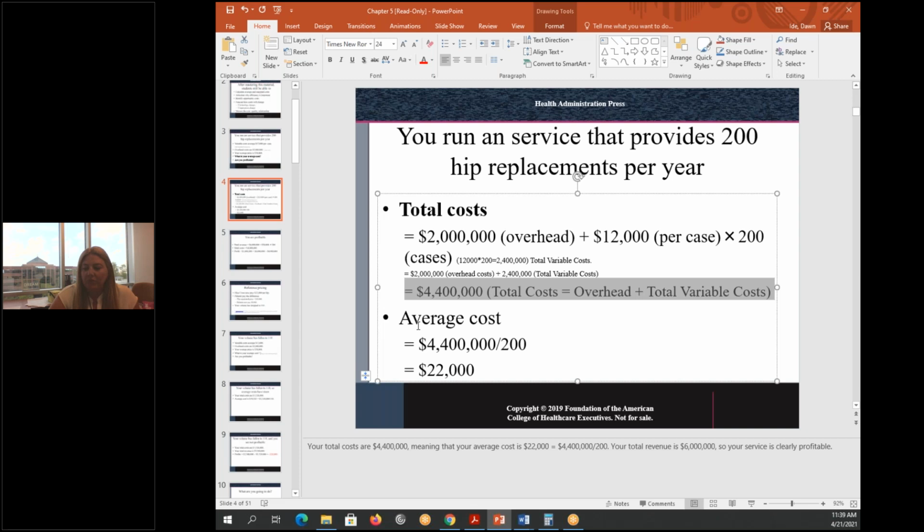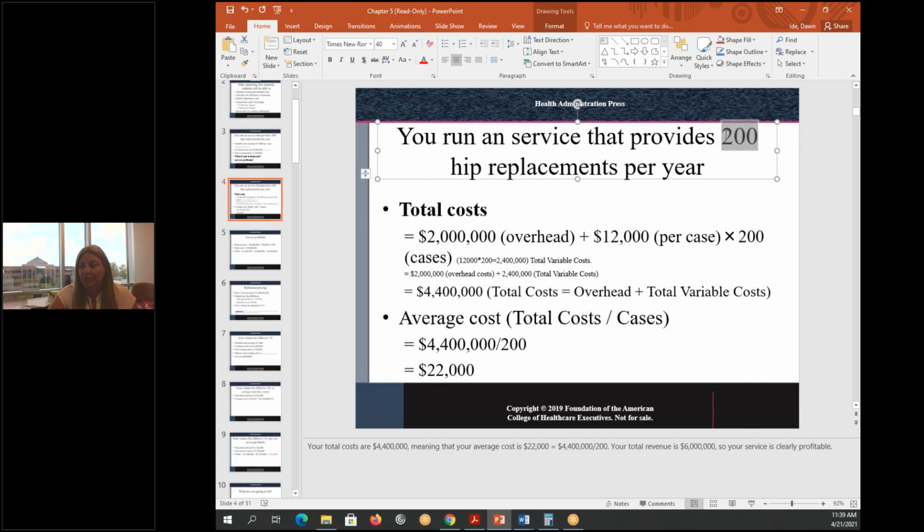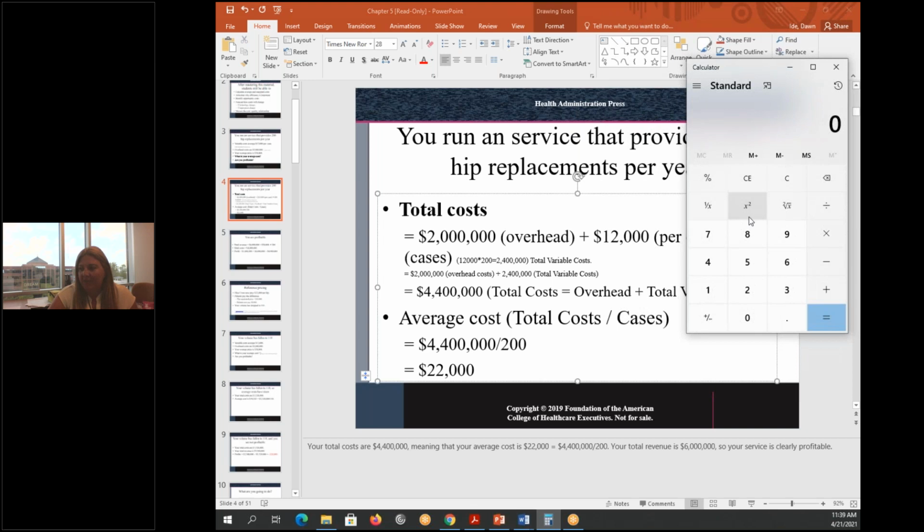Okay. So your average cost is your total costs divided by your cases. Your total costs were $4,400,000 and the amount of cases were 200. We know that because we were given that number. So you take 4,400,000, and I'm going to do it over here, and you just simply divide that by 200, and we get 22,000. So our average cost per hip replacement is $22,000.